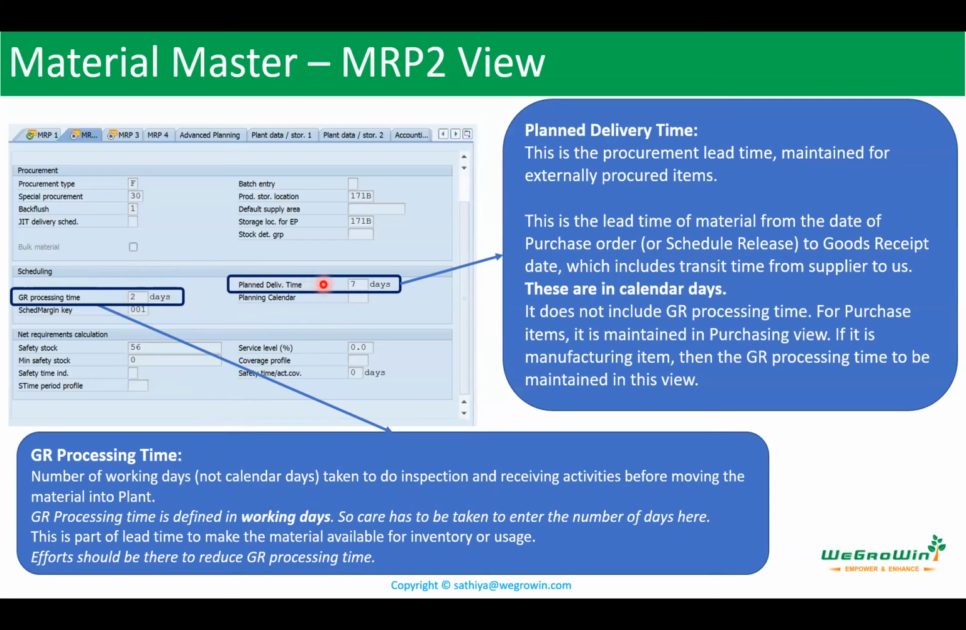According to this number of days, the system will plan the material in advance. For example, here 7 days delivery lead time, 2 days, means 9 days. If I have a requirement on 31st July, it will take these 2 days, which means 29th July, then 22nd July, I have to release the order. That is how it will work. So wherever we reduce these timings, it will be good.